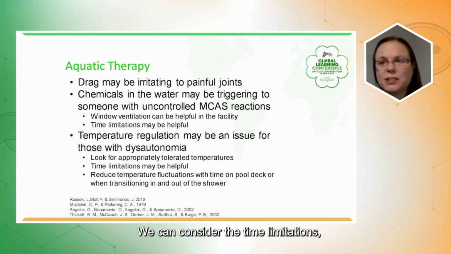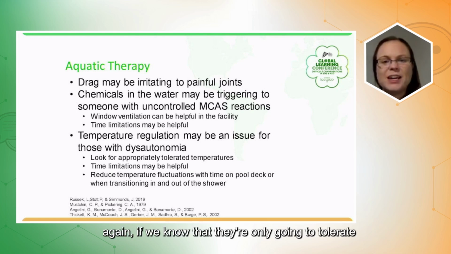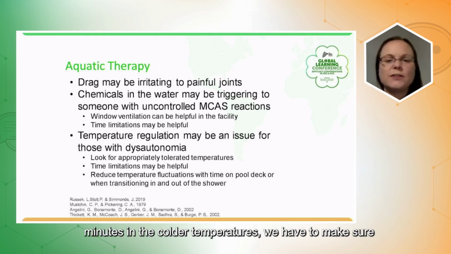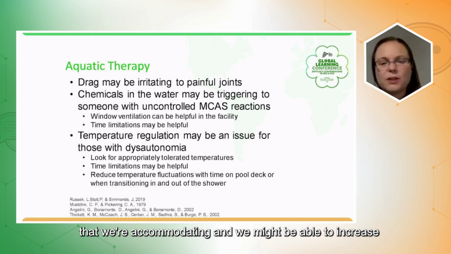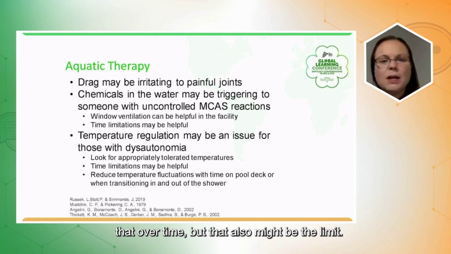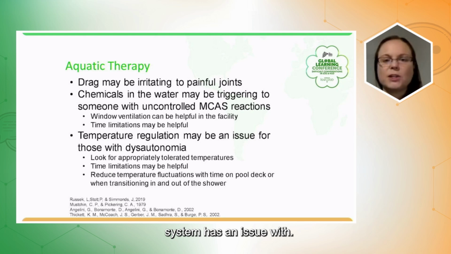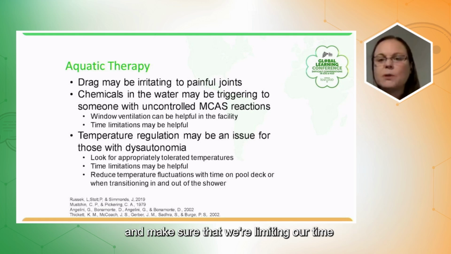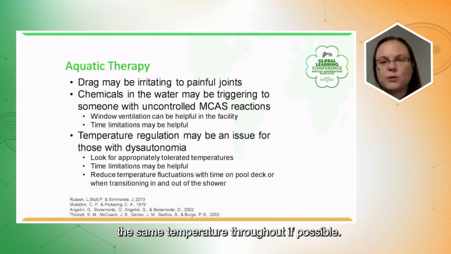We can consider those time limitations again. If we know that they're only going to tolerate 30 minutes in the warm pool, or it's only 20 minutes in the colder temperatures, we have to make sure that we're accommodating, and we might be able to increase that over time, but that also might be the limit. We have to reduce temperature fluctuations. That's really where it's this communication piece and this regulation piece that the nervous system has an issue with. So if we're coming out and having a conversation on the pool deck, it might be too long of going from warm to cold for that individual. So we have to watch those temperature fluctuations and make sure that we're limiting our time between the time on the pool deck, when transitioning in and out of the shower. We want to try to keep them the same temperature throughout if possible.